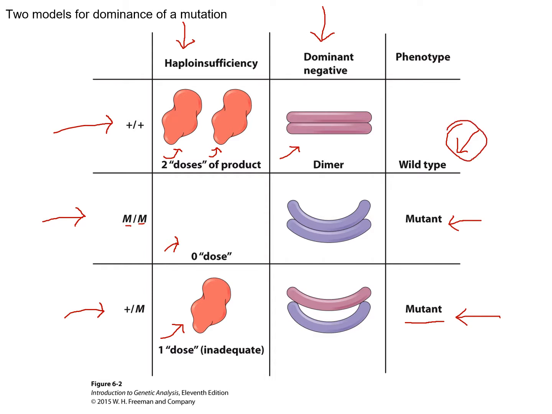In the double mutation, we still get protein product, unlike in our previous example where we had no protein. However, you see they're all misshapen and different from the wild type. And again, we see a mutant.